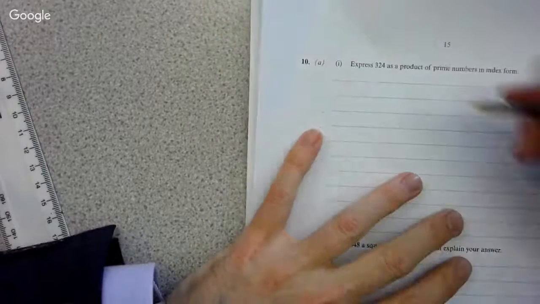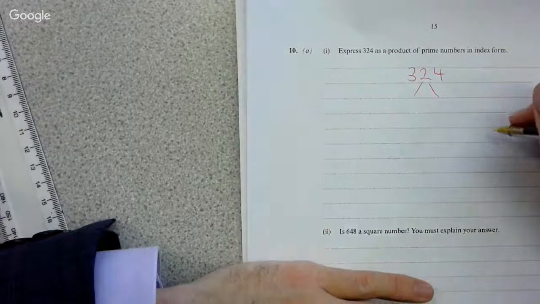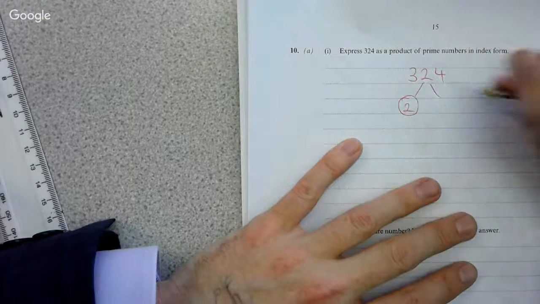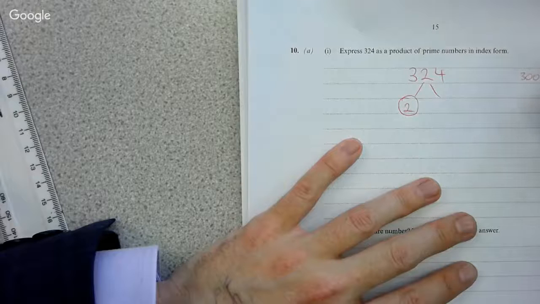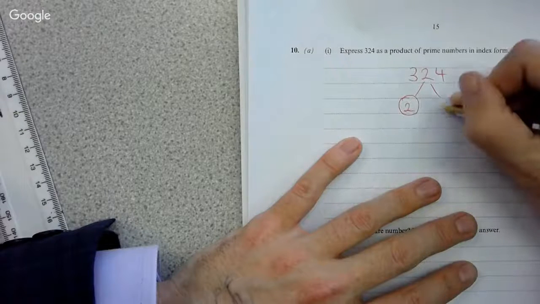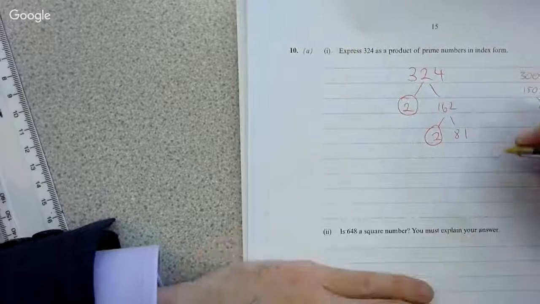Express 324 as a product of its prime factors. So what numbers do we know times to make 324? Well, the answer has to be 2 because it's even. And then I'm going to say 320 and 4. I'm going to halve each of them individually. So you get 160, 10, and 2. That comes to 162. I'm then going to halve that. That's a bit easier to halve this time. And get 2 and 81.